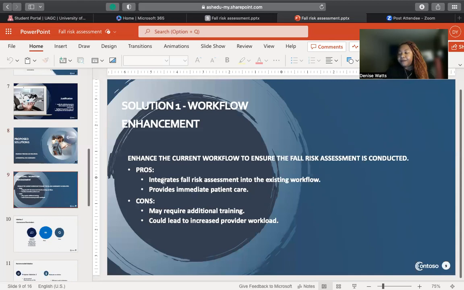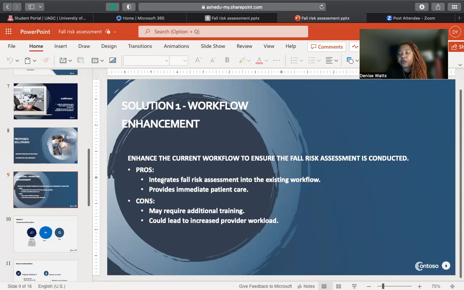Workflow enhancement. The recommended solution is to automate the fall risk assessment process within the EHR system. Automating the process addresses the issue at its core by ensuring the fall risk assessments are consistently integrated into patient encounters. This solution reduces the risk of human error, ensures adherence to ACO quality measures, and enhances patient safety.